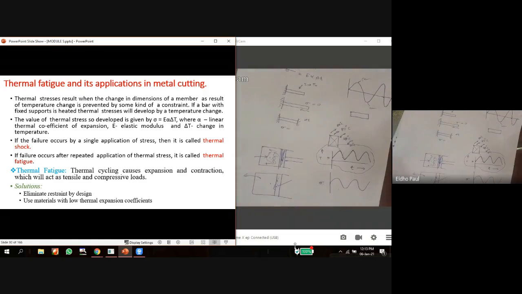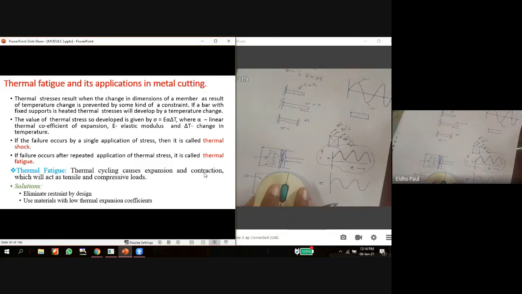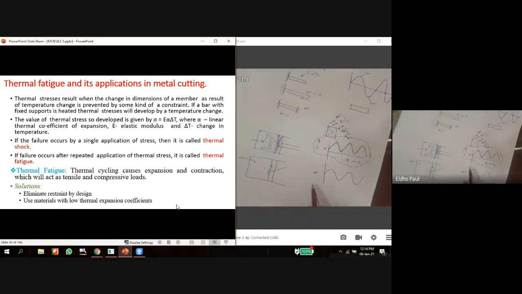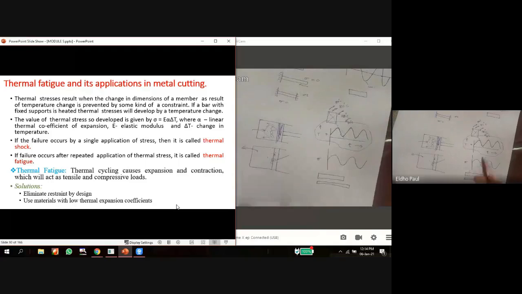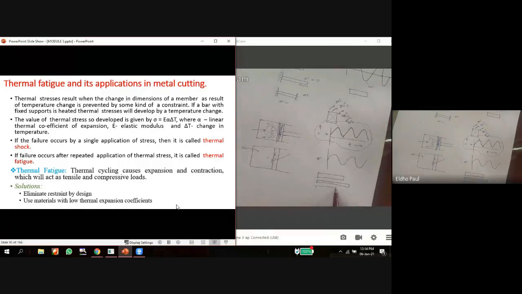Similarly, in most engineering applications, materials are subjected to thermal fatigue. Thermal cycling or thermal fatigue is caused by expansion and contraction, which act as tensile and compressive load. During the higher temperature, there will be an expansion of this component. In the lower temperature, or during cooling, there will be a contraction of this component. So expansion, contraction, expansion, contraction, that is a fatigue load.